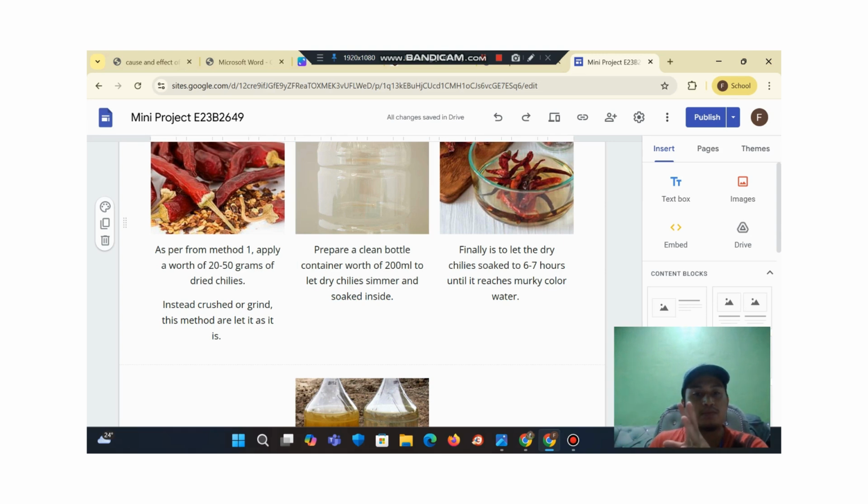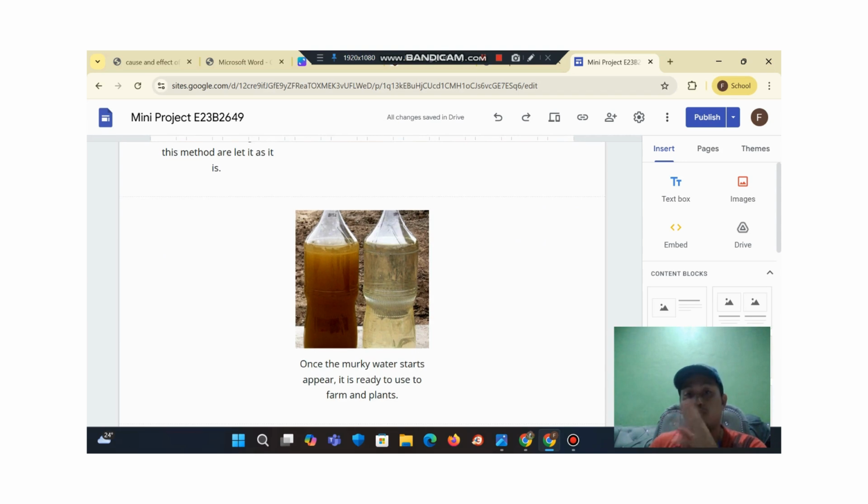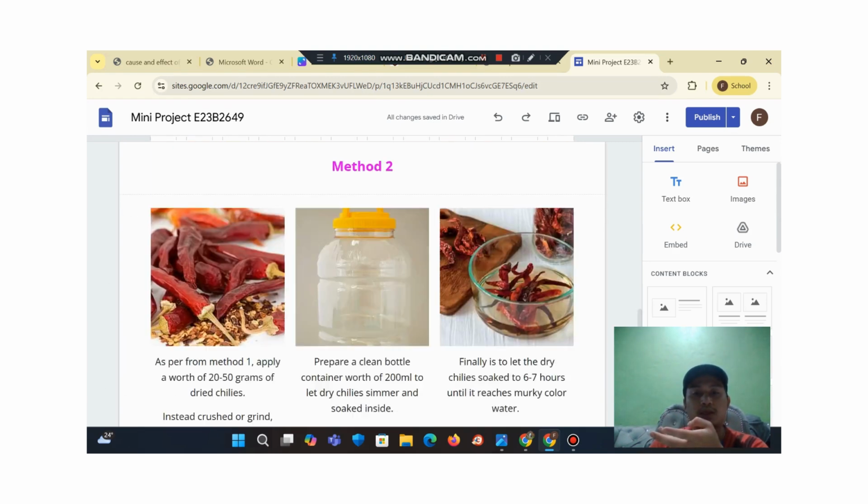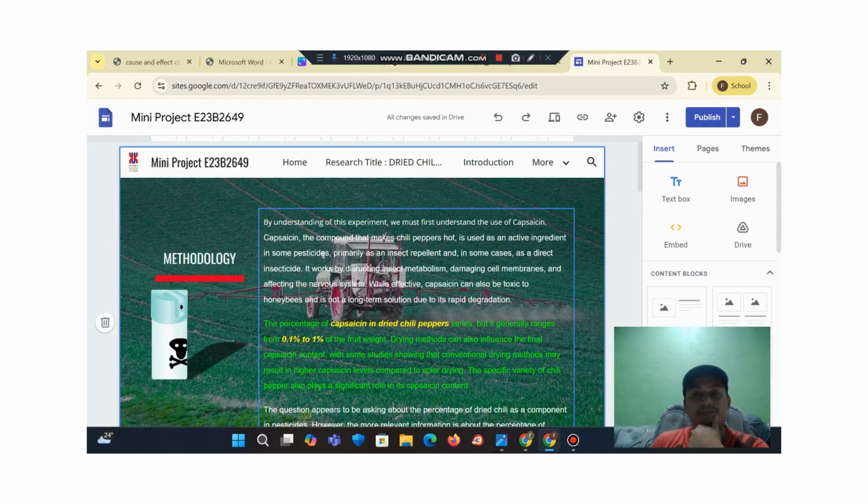Prepare a clean bottle, just like the first method. Then I sink and dunk it for around 6 to 7 days until it reaches a murky color. It will eventually create this murky color. Once the murkiness starts to appear, it is ready to use for basic plants and farm usage.